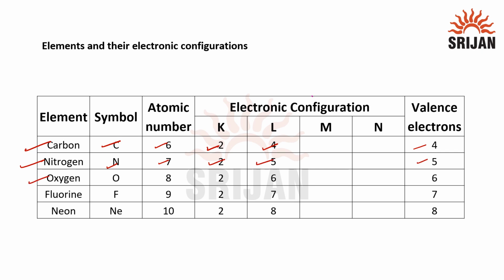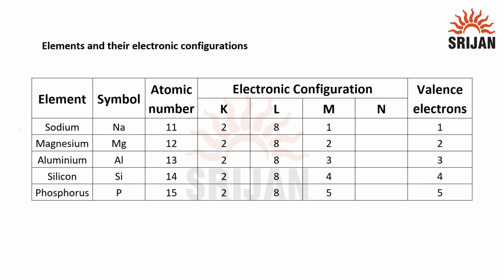Next is oxygen. Symbol is O. Atomic number is 8. Electronic configuration is K2L6 and valence electrons are 6. Next is fluorine. Symbol is F. Atomic number is 9. Electronic configuration is K2L7 and valence electrons are 7. Next is neon. Symbol is Ne. Atomic number is 10. Electronic configuration is K2L8 and valence electrons are 8.